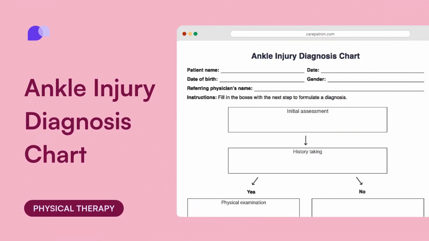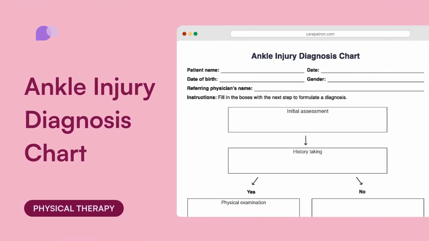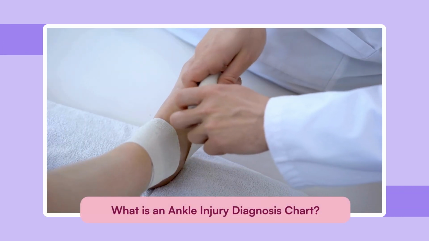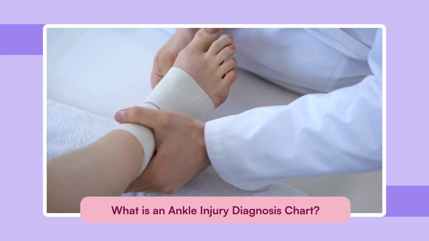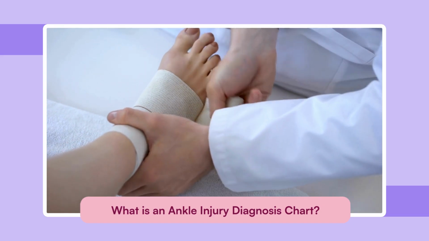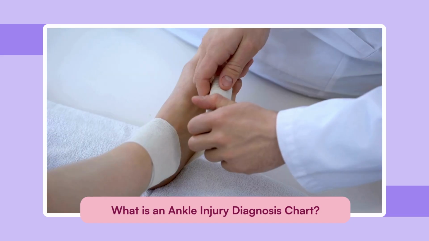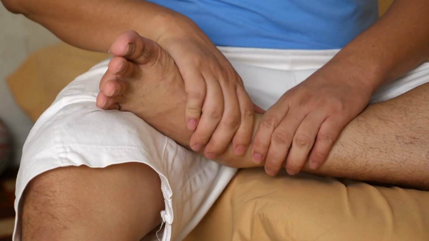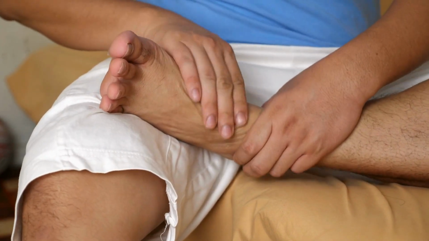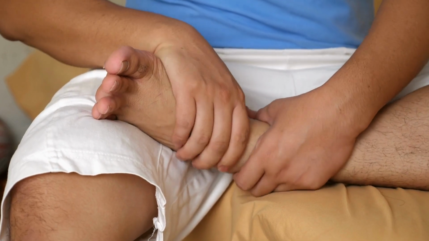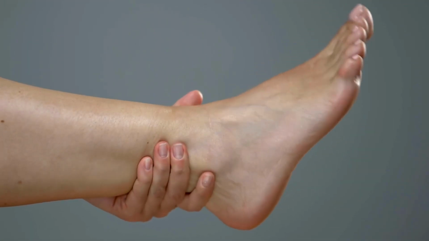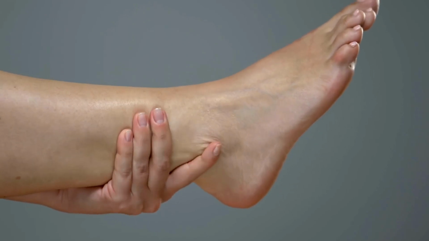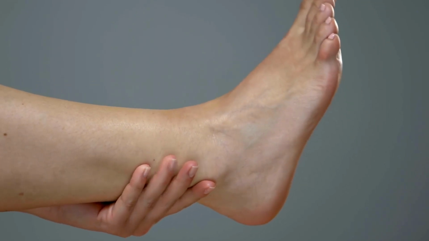An ankle injury diagnosis chart is a structured clinical tool that guides healthcare providers through a step-by-step process to accurately assess and diagnose ankle conditions. It begins with an initial patient evaluation and proceeds through physical exams and imaging studies. This systematic approach helps clinicians eliminate other possible conditions and pinpoint the exact cause of ankle pain, leading to efficient diagnosis, comprehensive care, and timely treatment.